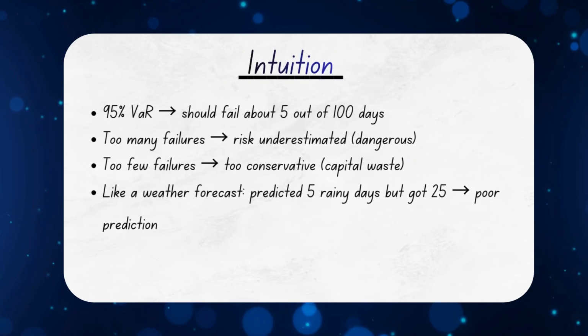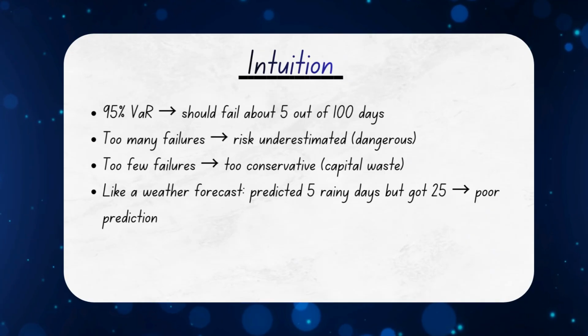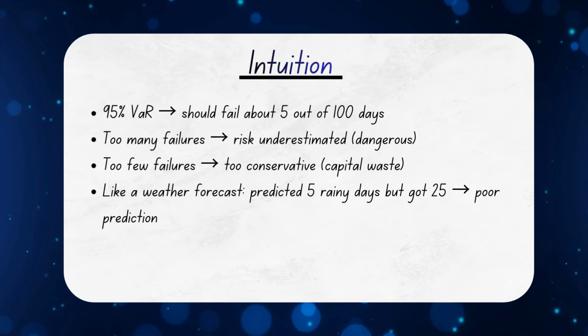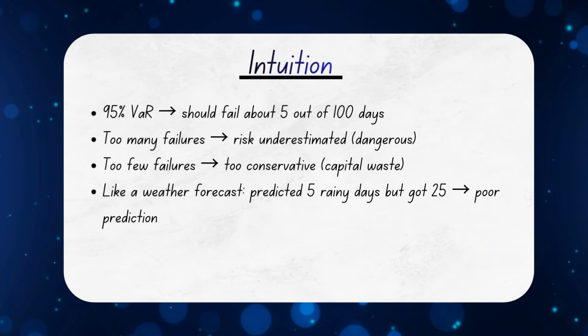Now let's build some intuition. Suppose your VaR says 5% failures, but you actually see 25% failures. That means your model underestimated risk, which is dangerous because you weren't prepared for losses. On the other hand, if you see almost 0 failures, the model is too conservative, which means you're holding too much capital and reducing profits. Both situations mean the model isn't accurate.